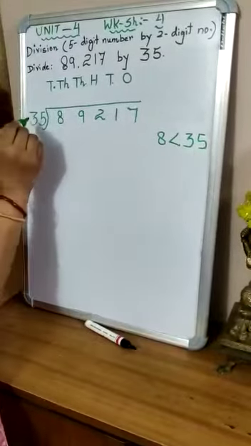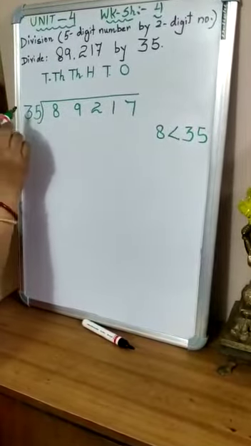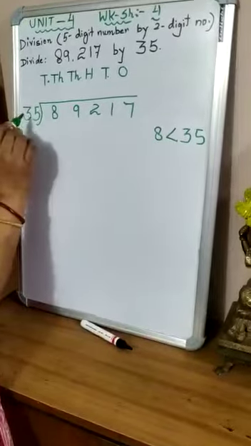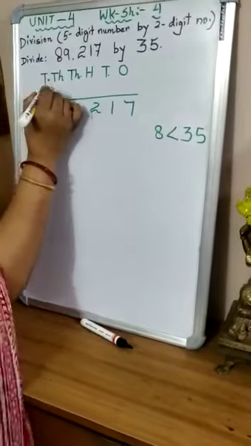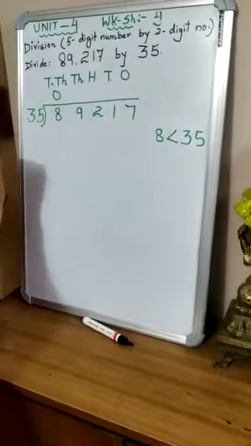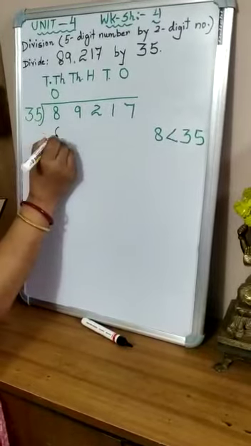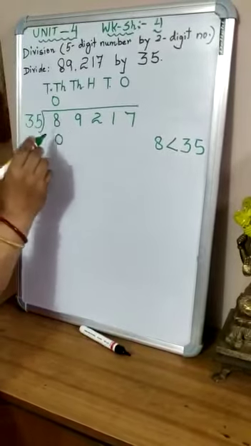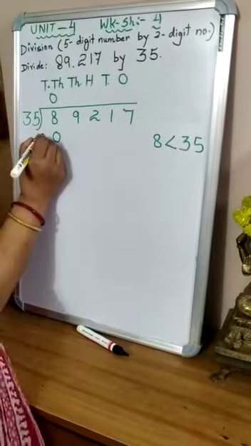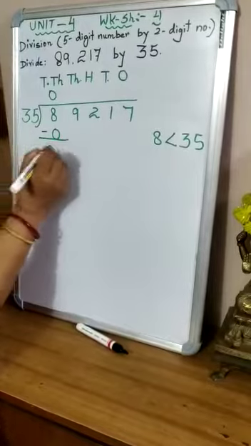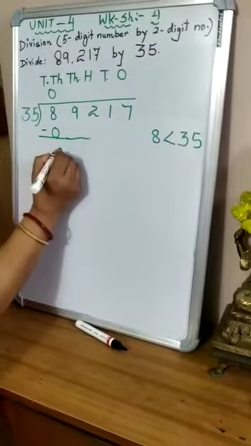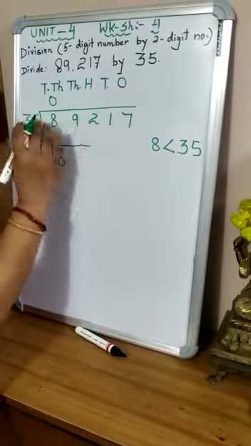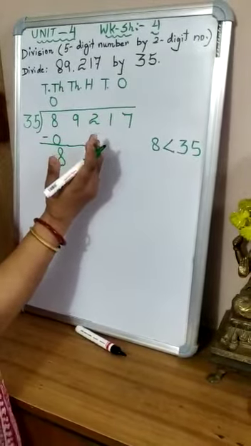I have to multiply 35 by a number so that after multiplication it comes out less than 8. 35 is more than 8, so only one option is there: I multiply 35 by 0. 0 times 35 is 0. There is a property of multiplication: whenever a number is multiplied by 0, the product is 0. Now we do subtraction. 8 minus 0 is 8.